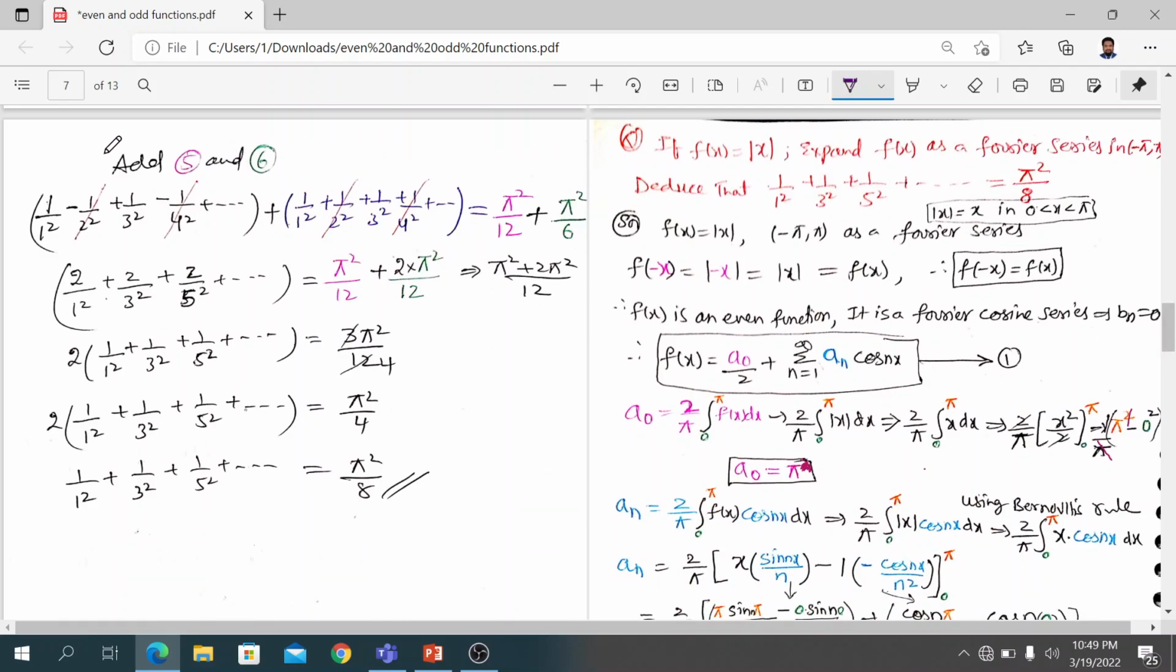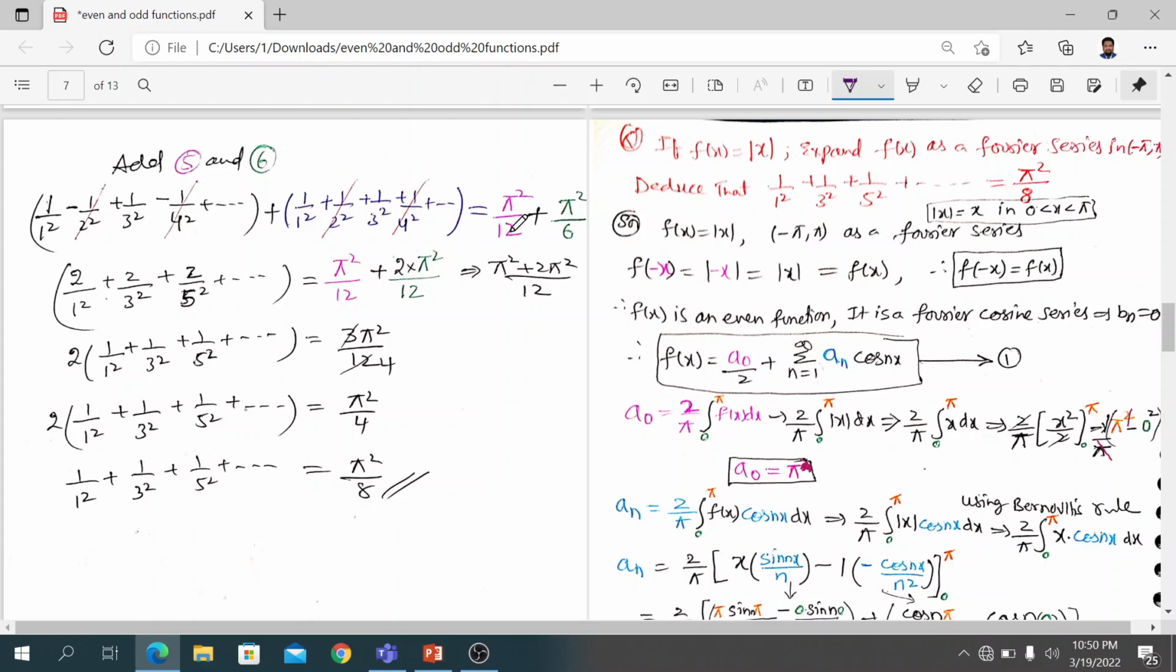So add the fifth and sixth equation. Left side of the fifth plus right side of the sixth is equal to left side of the fifth plus right side of the sixth. Now minus 1 by 2 square plus 1 by 2 square cancel. Minus 1 by 4 square plus 1 by 4 square cancel. 1 by 1 square plus 1 by 1 square is 2 by 1 square, 2 by 3 square, 2 by 5 square, up to and so on. This is the LHS.